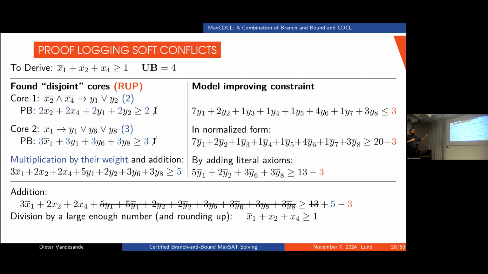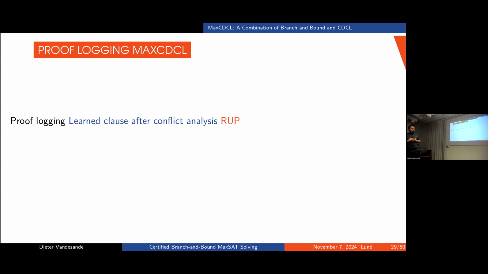So that's the derivation. That's what we do whenever a soft conflict is found. We write this derivation to the proof file, and the conflicting clause can be proven. After that, on this conflicting clause, MaxCDCL runs conflict analysis to find an actual clause that will be learned. And this clause is again reverse unit propagatable.